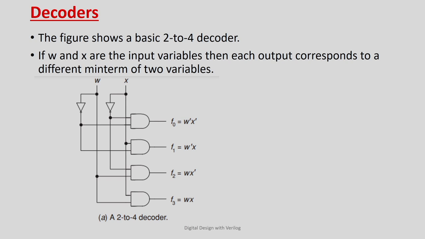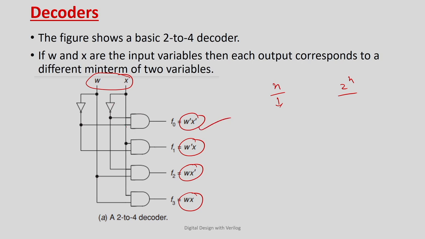The decoder circuit is extremely simple. Since there are n inputs and 2 to the power n outputs, it basically encodes each value. That means with n inputs there are 2 to the power n possible minterms, and each minterm corresponds to one output. Think about this: you have only 2 inputs, w and x. There are 4 possible values: w bar x bar, w bar x, w x bar and w x. And what I did here is effectively connect these combinations.